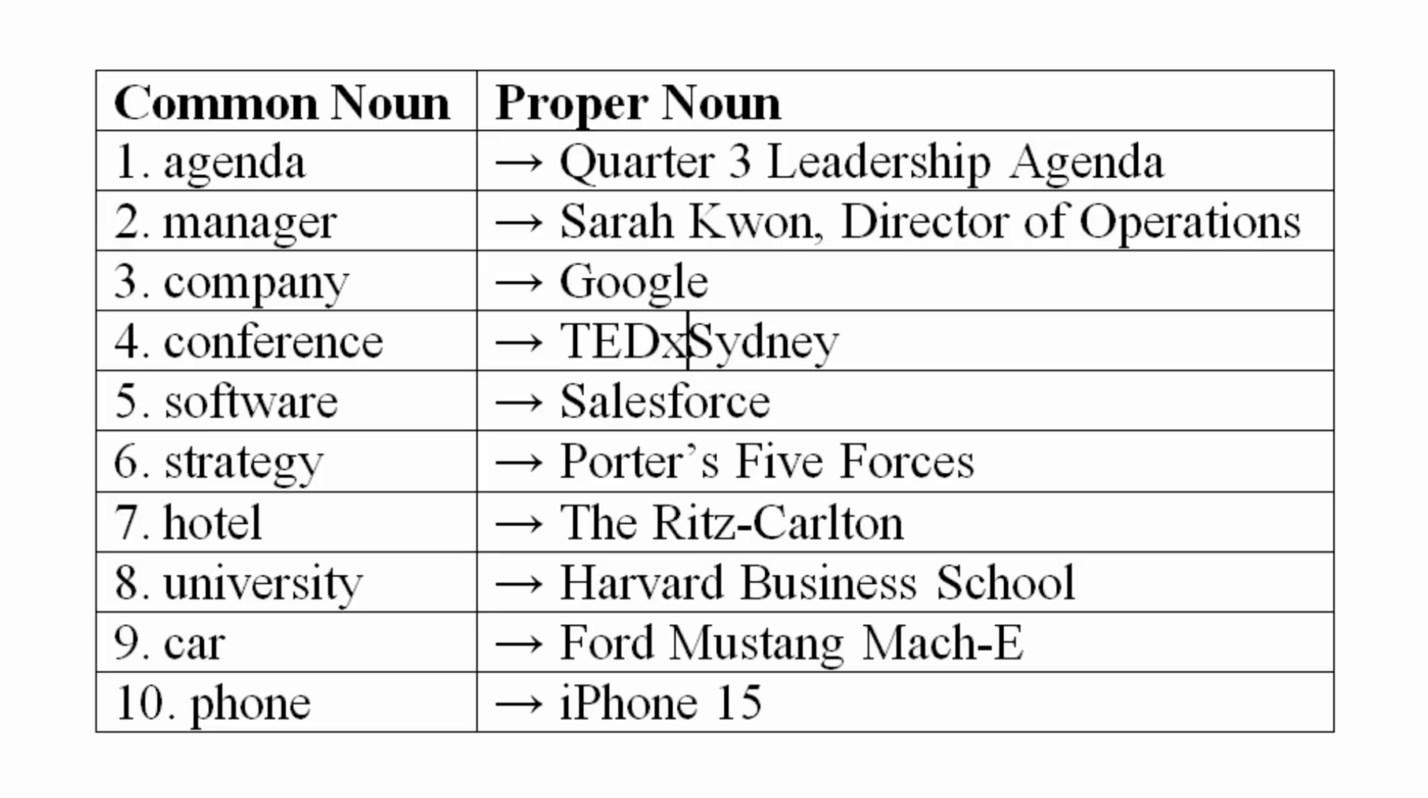The fifth example is software. The proper noun equivalent is Salesforce. 6. Strategy, Porter's Five Forces. 7. Hotel, the Ritz-Carlton. 8. University, Harvard Business School or St. Louis University. 9. Car, Ford Mustang. Lastly, the common noun is phone and the proper noun equivalent is iPhone 15.